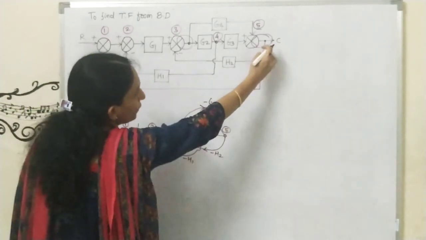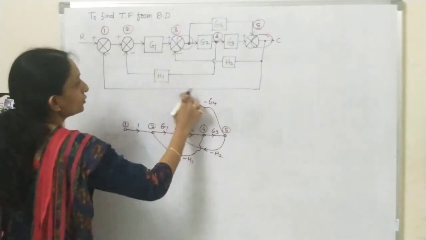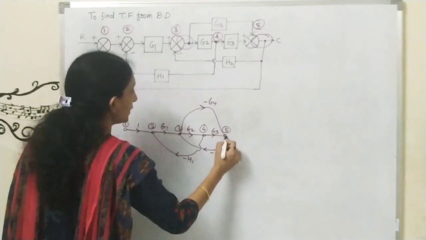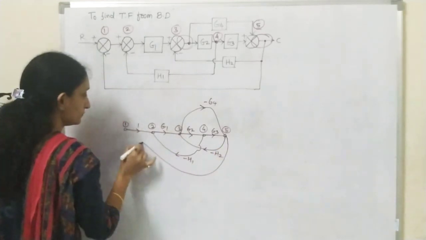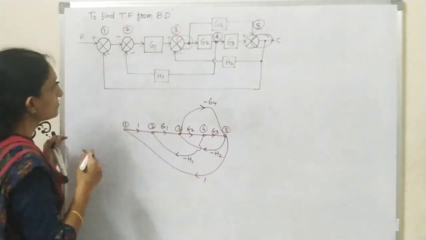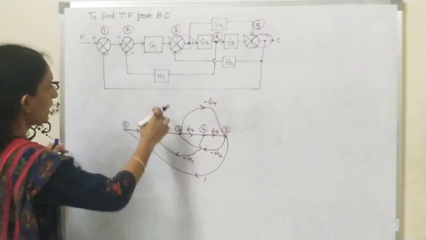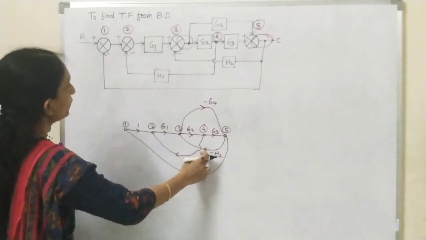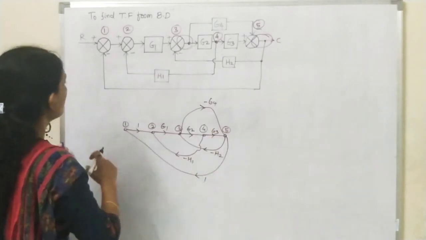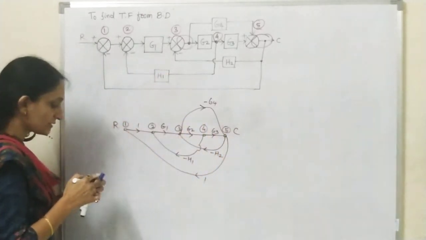Then next, from node number 5 to 1, see no gain is there but with a negative sign, so I will consider 5 to 1 with unity gain. Just check whether we have drawn completely or anything left. I have shown H1, H2. H3 is not there. I have shown G1, G2, G3, G4, and this is R and this is C. So this is the signal flow graph.